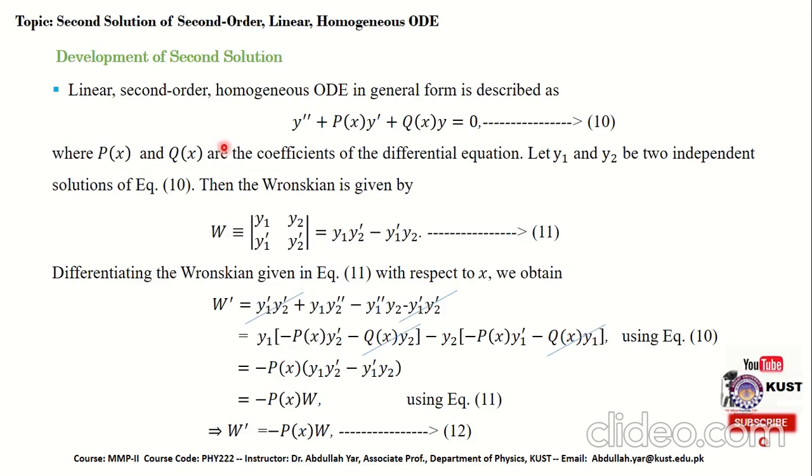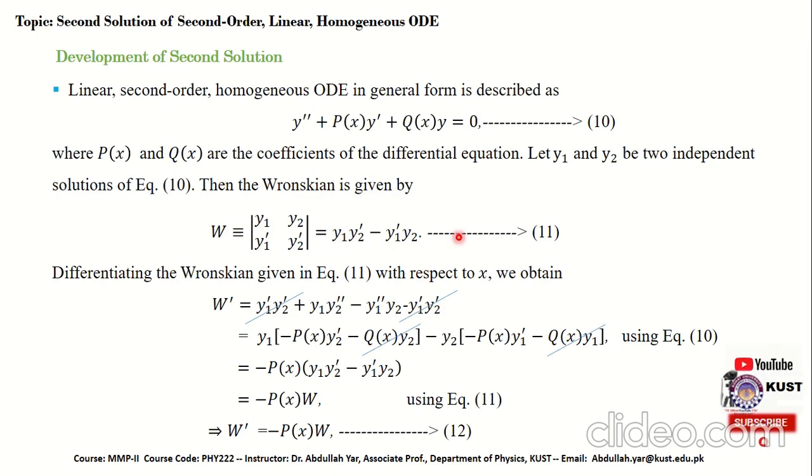Now, in the second part, we evaluate the second solution of a linear second order homogeneous ordinary differential equation, which in the general form can be described as y double prime plus p of x y prime plus q of x y equal to 0, where p of x and q of x are the coefficients of the differential equation. Now, let us assume that y1 and y2 are two independent solutions of equation number 10, then their corresponding Wronskian is given by W of x defined by the determinant of y1, y2, y1 prime, y2 prime, and is equal to y1 y2 prime minus y1 prime y2.